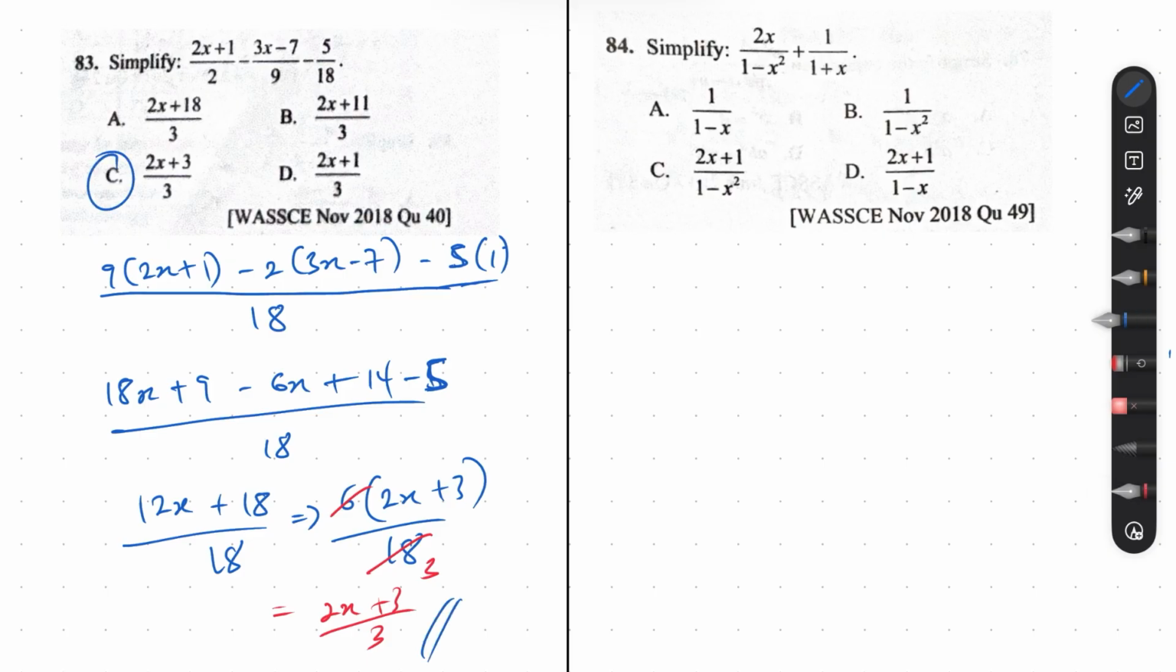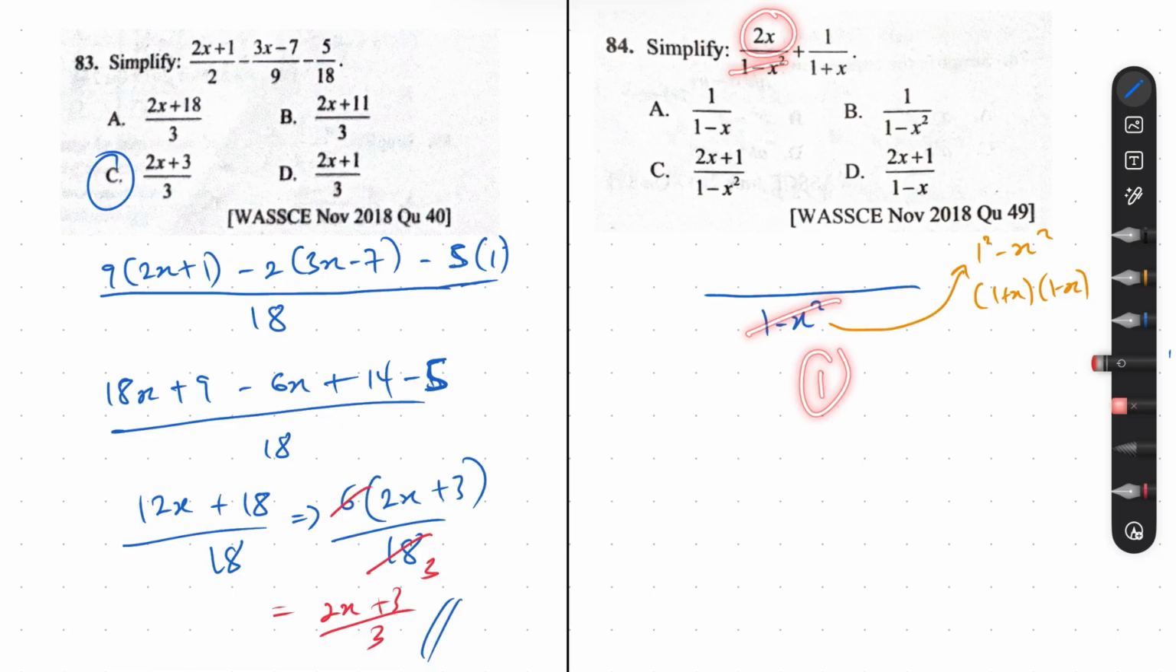Let's move on to question number 84. It says simplify this expression. So we find the LCM as usual. What's our LCM? 1 minus x squared. But we know that this is a difference of 2 squares. Okay, 1 squared minus x squared, which is the same as 1 plus x, 1 minus x. Okay, cool. So now this will cancel this once, and it will multiply the 2x. Okay, and then 1 plus x will cancel this how many times? Because this is the same as this, we can just cancel 1 plus x, and we are left with what? 1 minus x.